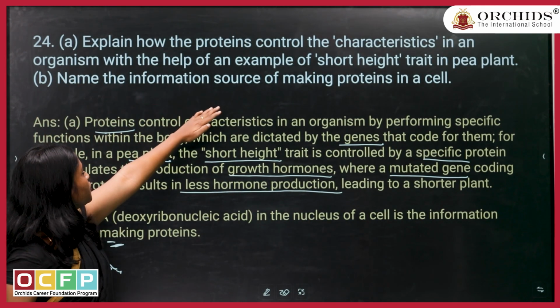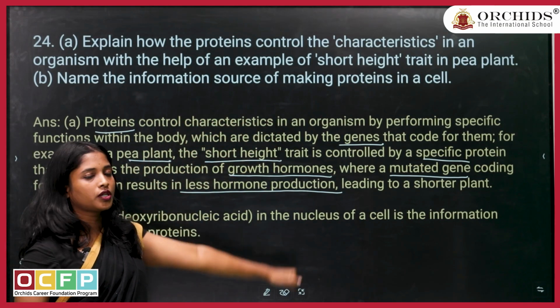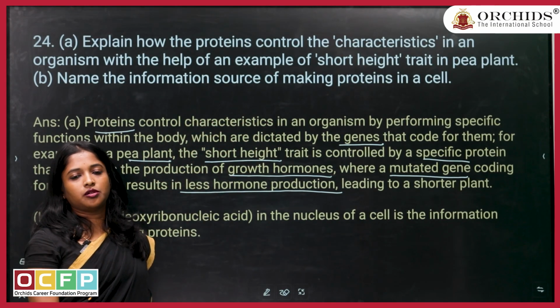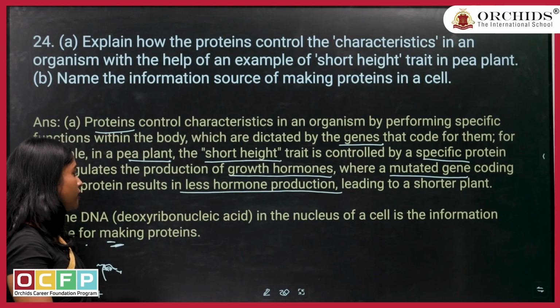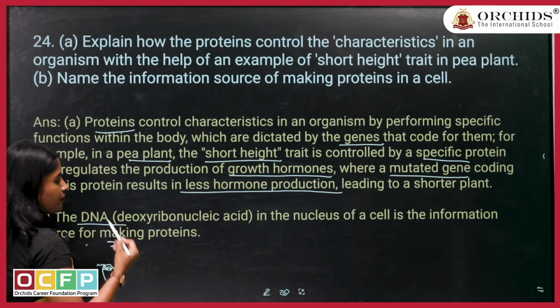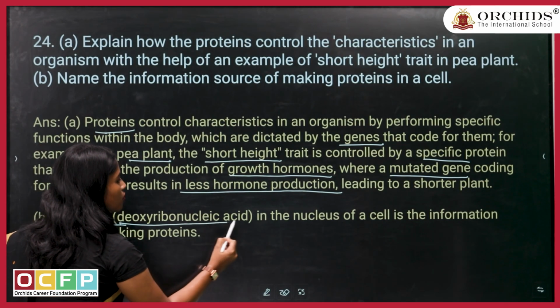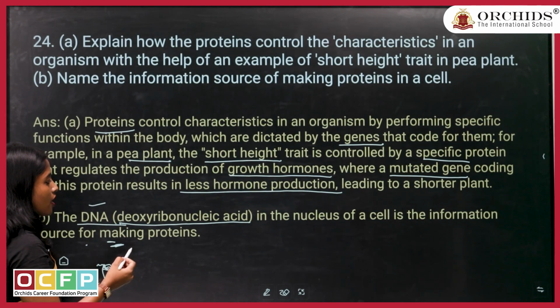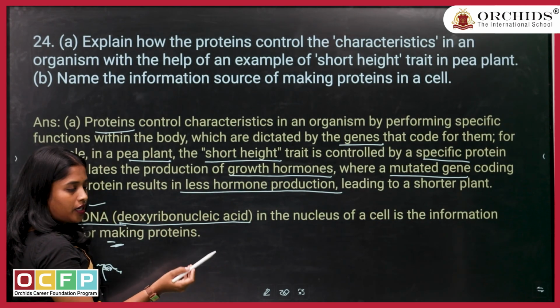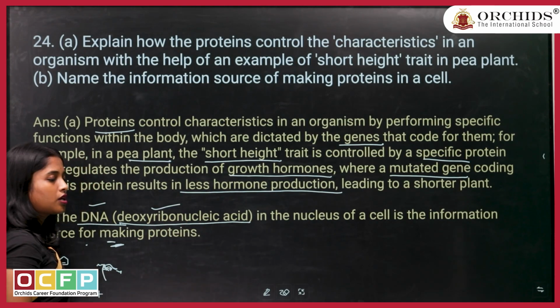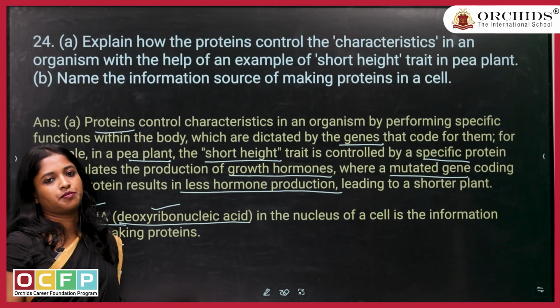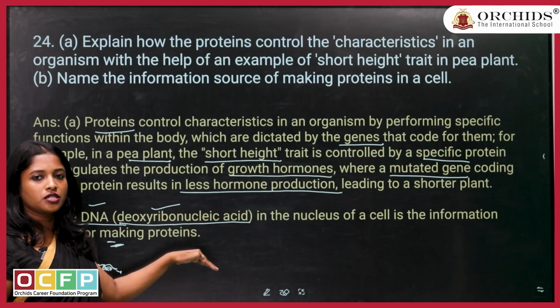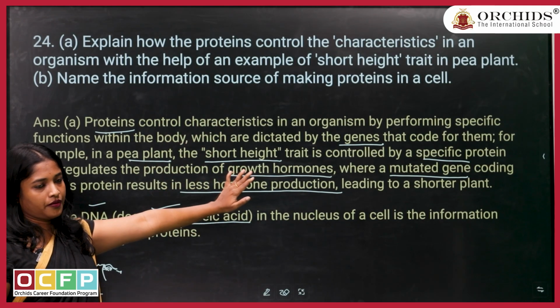So the next one, the 24B option, is: name the information source of making proteins in a cell. The information source for proteins in the cells is DNA, deoxyribose nucleic acid. If you just write DNA also, you'll get marks, and if you elaborate it as deoxyribose nucleic acid, that also you will get marks. So these are the two questions, and each carries 1 mark. Fine.